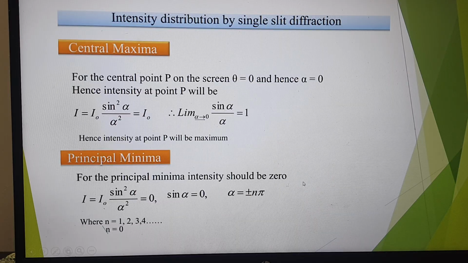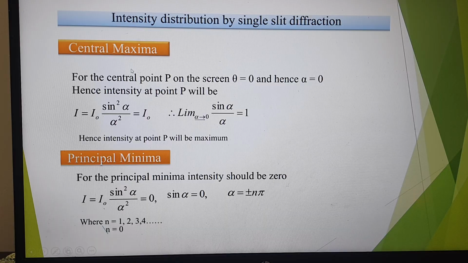Then the intensity distribution by single slit diffraction. We have two concepts, that is minima and maxima. Minimum is nothing but a minimum and maximum is nothing but a maximum, but in the scientific manner we call them maxima and minima.